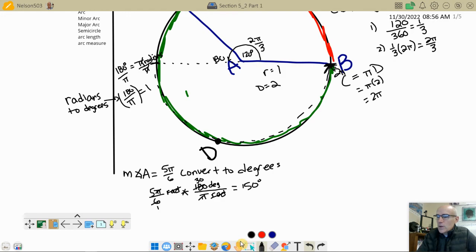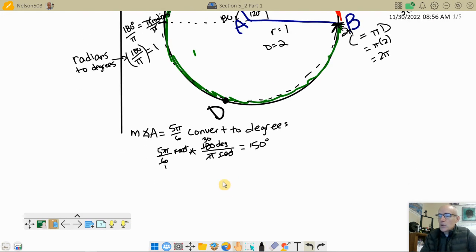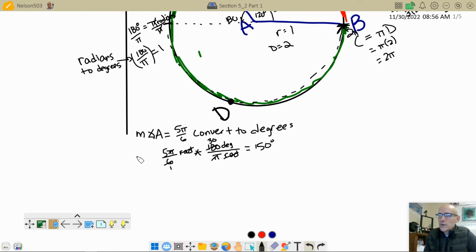Okay, let's try another one. So this was an example right here. Let's call it example 1. All right, let's label this guy. This is example number 1. Okay, let's do example number 2. Let's say they tell me the measure of angle A equals, I don't know, 5 pi thirds. So let's say 5 pi thirds instead of 5 pi over 6. Well, what could I do here? I could go 5 pi thirds times 180 over pi.